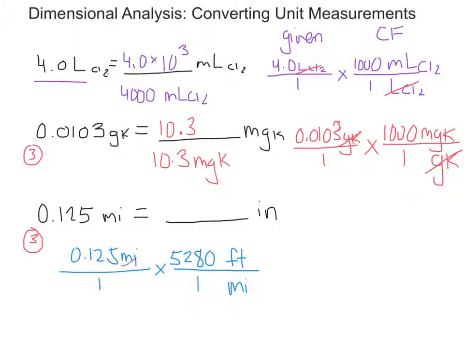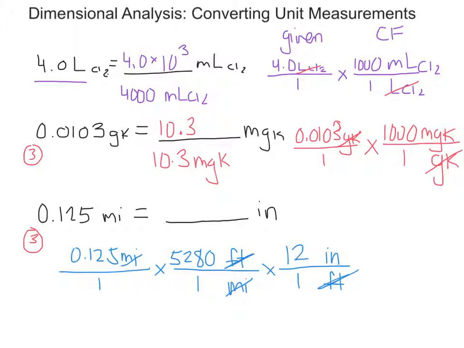And then I don't have to worry about miles anymore. Miles cancels out. Feet is on top. I need to go from feet to inches. So in order to get rid of the feet, I'm going to put the feet on the bottom and the inches on the top. And I do know there are 12 inches in 1 foot. So these two values are equal to each other, which is the equivalent of multiplying by 1. So I'm going to cancel out my feet. My final answer will be in inches.